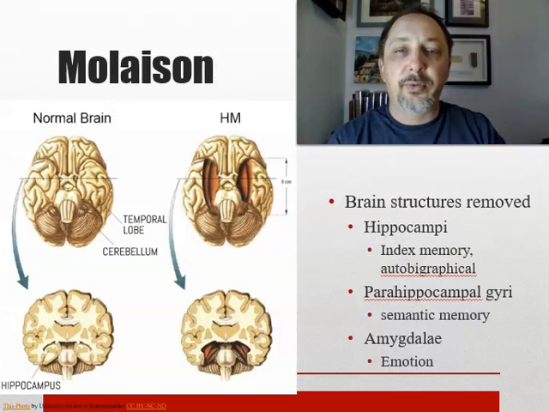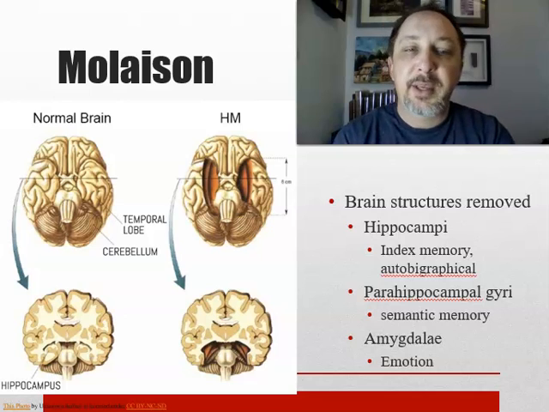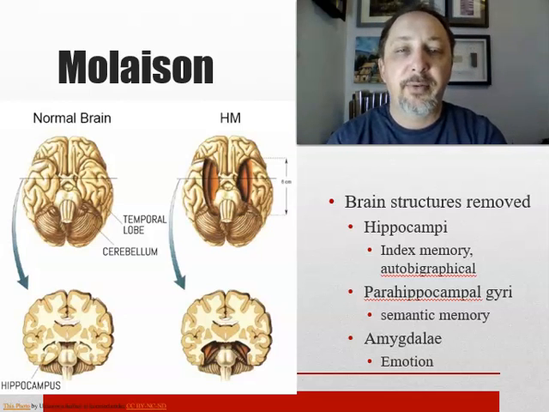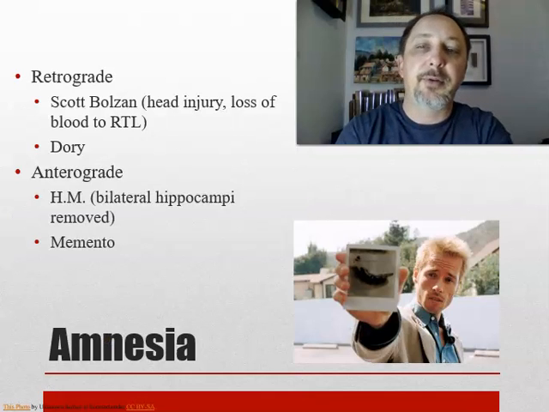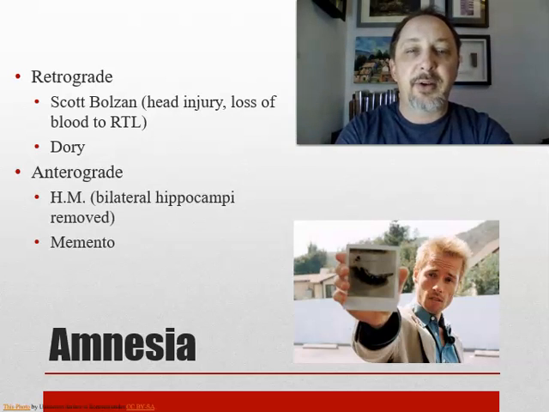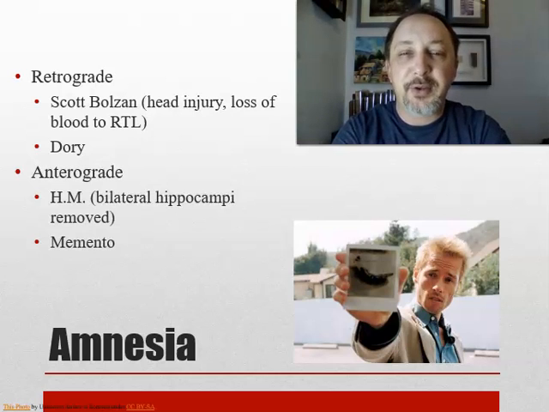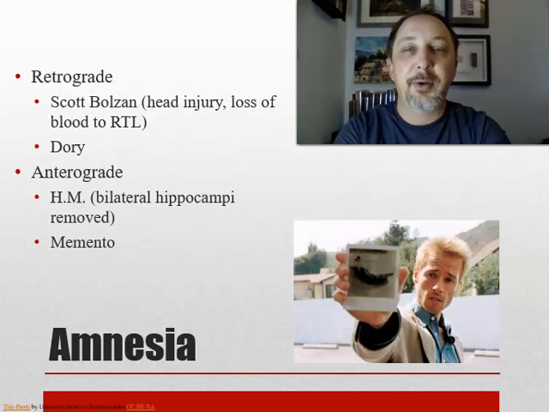Well, here's what was removed, and we see how much of his brain was resectioned, right? These huge chunks of brain removed from his temporal lobe, the areas associated with memory, autobiographical memory, semantic memory in the parahippocampal gyri, and emotion in the amygdala. So these two main types of amnesia are the anterograde, like HM, and the case, if you've seen the movie Memento, where it's shot in a way that almost makes you feel as if you're losing the ability to form new memories.